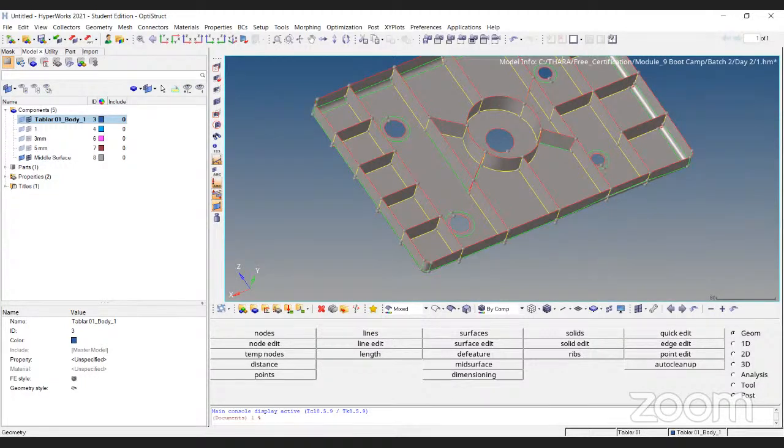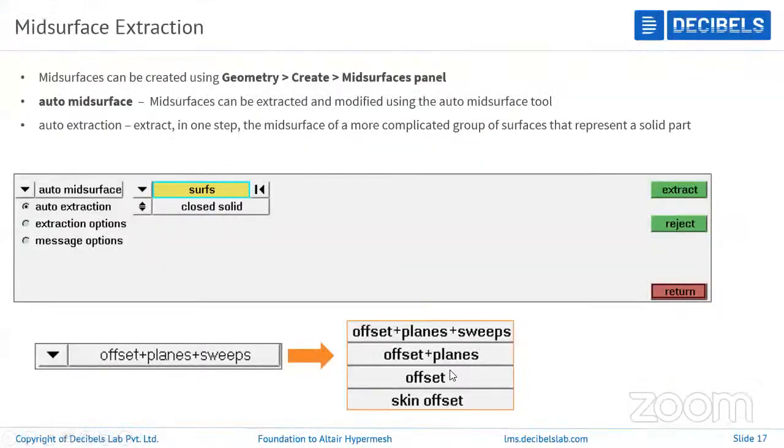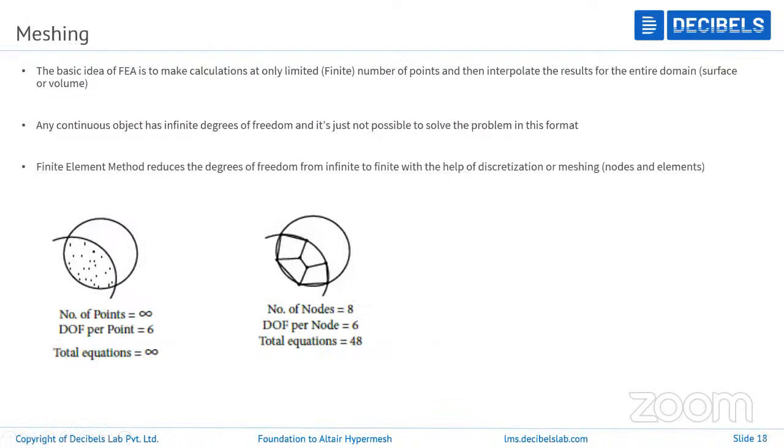In the mid-surface, we have learned using the sweeps and using the offset. We have seen how to do the extractions. Now our mid-surface is clean. Now we'll move on to how to create the elements, or how to do the meshing. Basically, the idea is to do meshing.